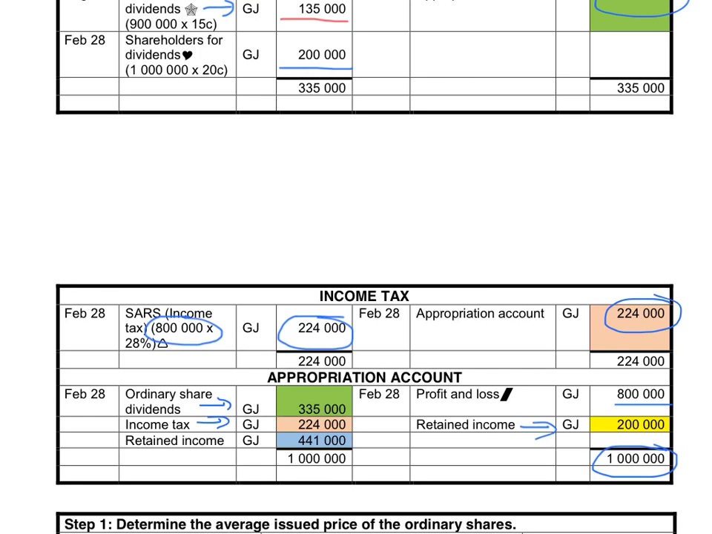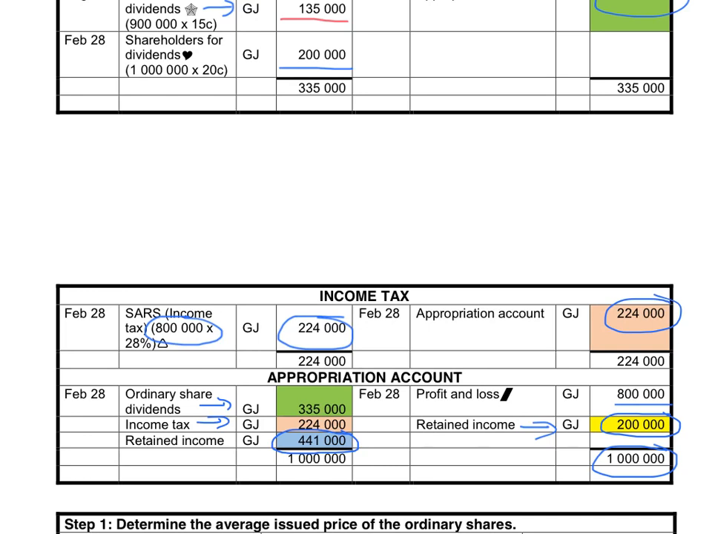If I work out the balancing figure now, I see that although we had R1 million that could be used, they spent 335,000 on ordinary share dividends, 224,000 on income tax, and they kept back in the business 441,000. That means that the retained income increased from 200,000 at the beginning of the year to 441,000 at the end of the year.